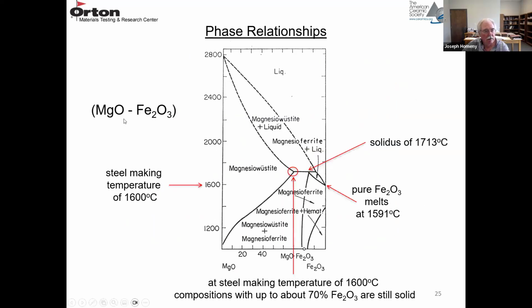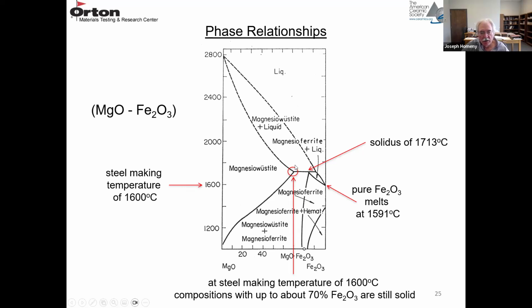The other one, MgO-Fe2O3: this is 100% MgO, and this is 100% Fe2O3. So pure Fe2O3 melts at 1591 degrees C here. And then you can see MgO around 2800 degrees C. For steelmaking temperatures, we'll just pick 1600 C. So if you go across this phase diagram, you go from magnesiowustite to magnesiowustite and magnesioferrite.